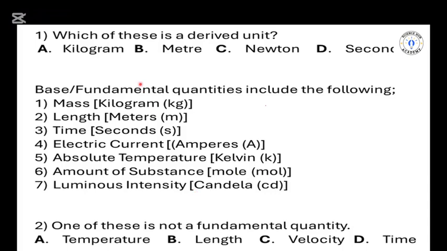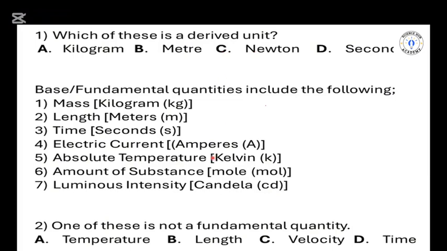So the options here: kilogram is the unit of mass, that is a base unit. Meter is the unit of length, that is a fundamental or base unit. Newton, if you are confused, go to the last option. Seconds, that's the unit of time, that's fundamental. So the correct option here is C.